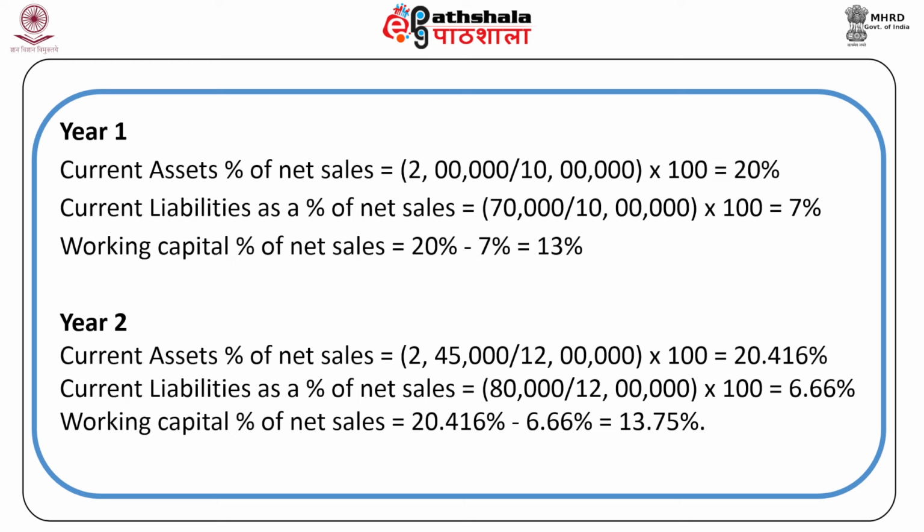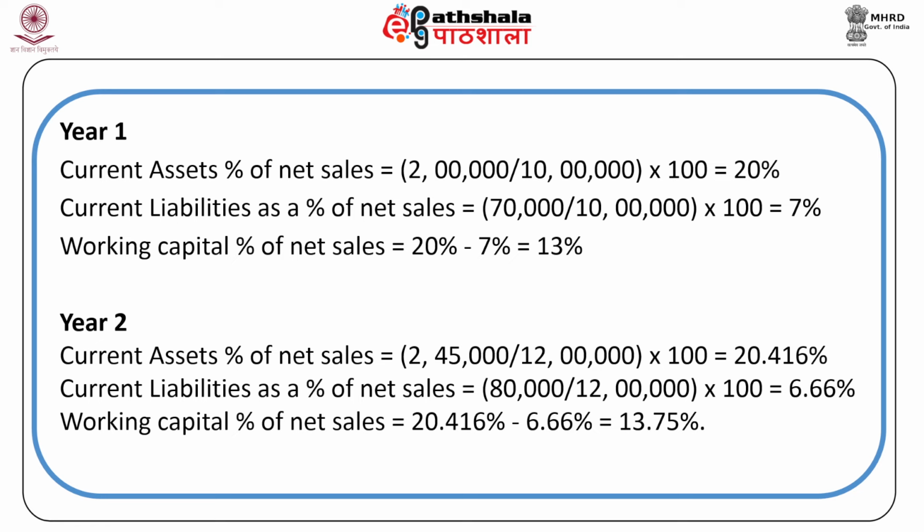Current assets as a percentage of net sales is equal to 2 lakhs divided by 10 lakhs into 100, which is equal to 20%. Current liabilities as a percentage of net sales is equal to 70,000 divided by 10 lakhs into 100, which is equal to 7%. So working capital as a percentage of net sales is current assets minus current liabilities, which is equal to 20% minus 7%, which is equal to 13%.